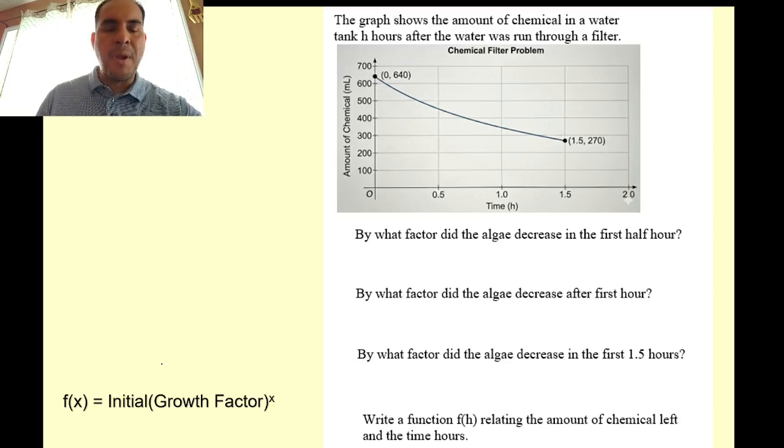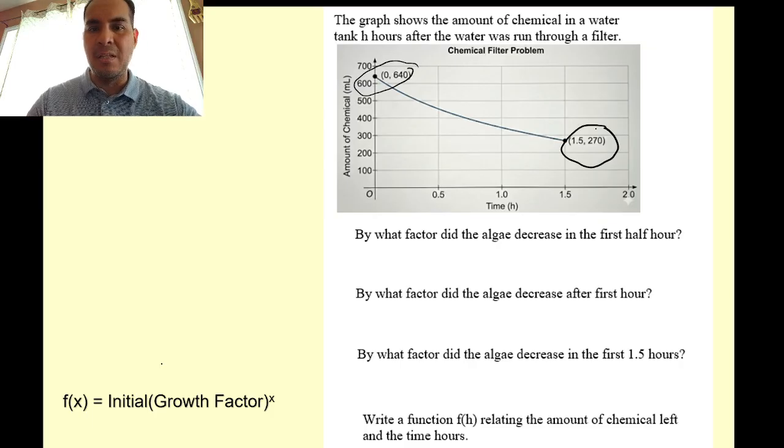Avila with another problem for my students getting ready for their exponentials exam. It says here the graph shows the amount of chemical in a water tank 8 hours after the water was run through a filter. If you notice, the amount of chemical starts up here at 640 and then it starts going down after 1.5 hours to 270 milliliters. Okay, so the amount of chemical is going down.